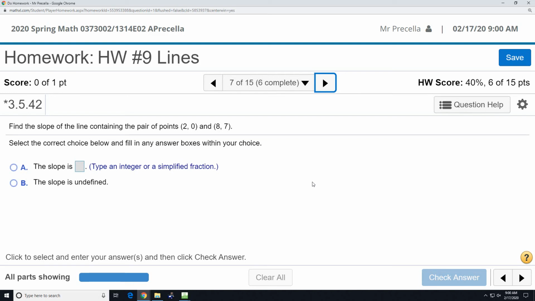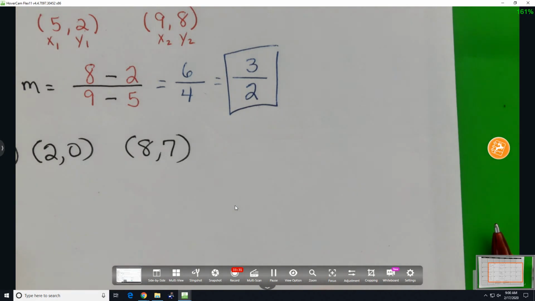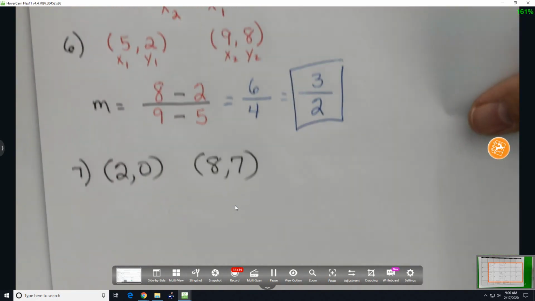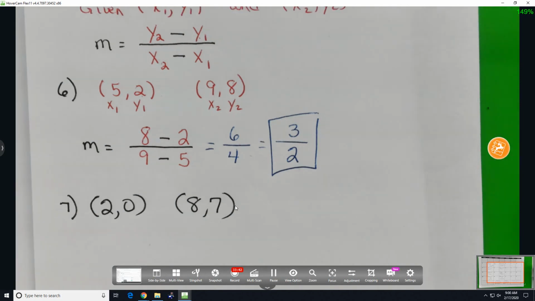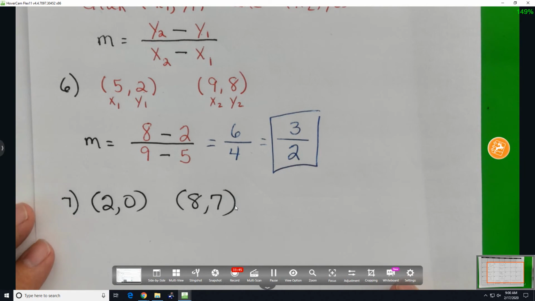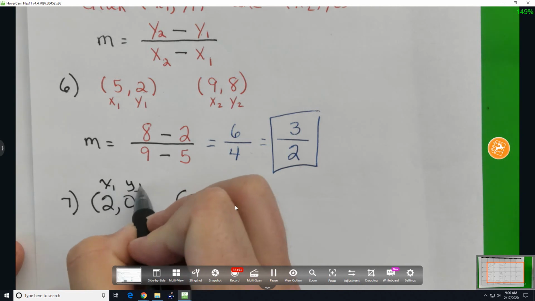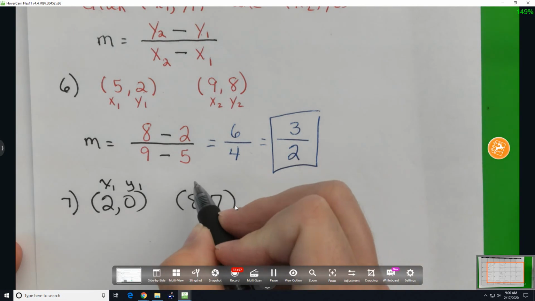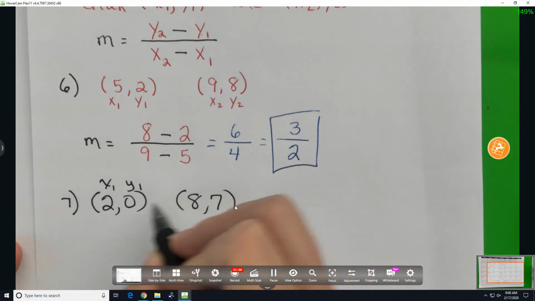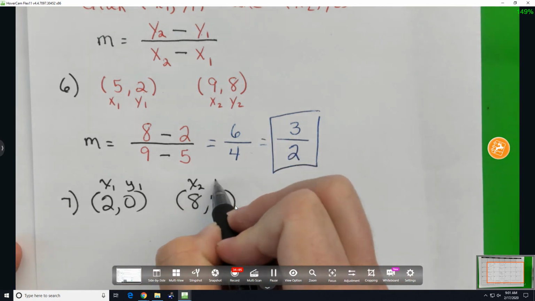Okay, there are the 2 points. The problem says to find the slope of the line containing the pair of points. Also, I'm going to have the formula there. Okay, there's the formula on top. Just like my brother does, I identify x1, y1. Just the first point I write down, I think of as x1, y1. Common mistake: people will say x1, x2. No, that 0 is what? A y coordinate. And then x2, y2.